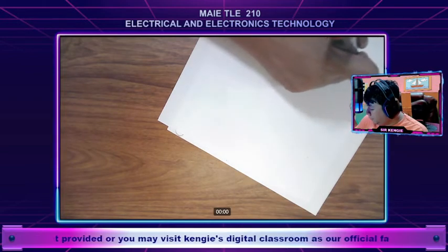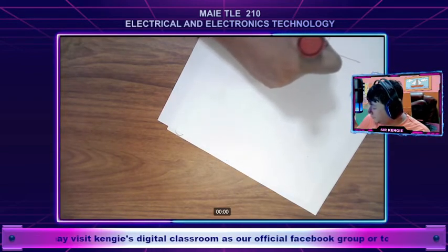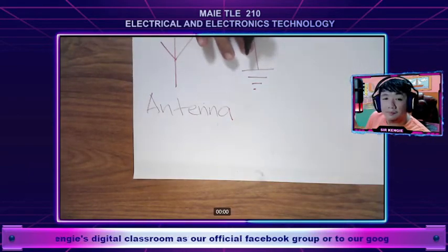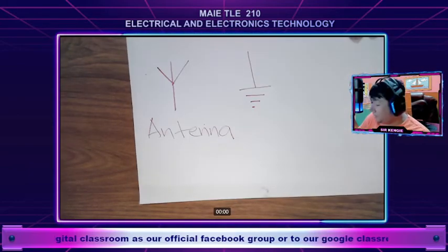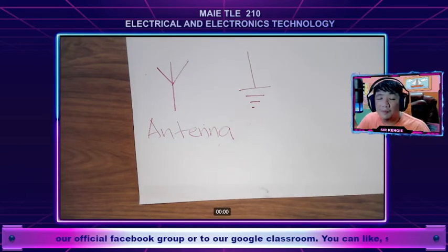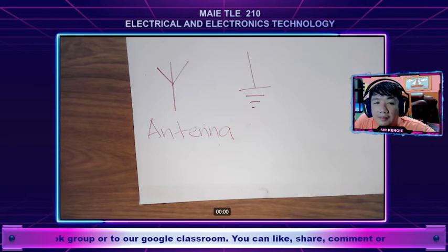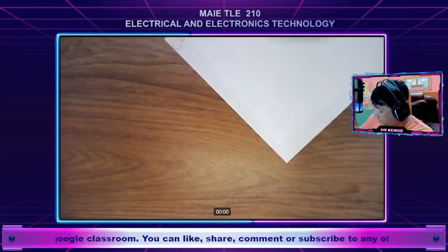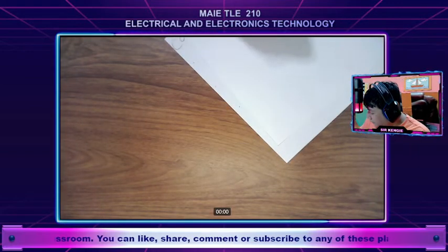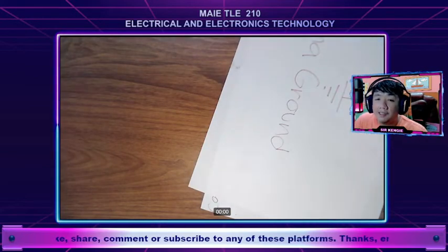How about this one? I think na-encounter nyo na din to. Pero baka magkaroon kayo ng kalituan. Meron siyang linya dyan. What do you call that part? Have you encountered that? Ground po, sir. Okay, good. That is ground. Okay. So, yan ang mga interesting pag-aralan sa electricity and electronics.